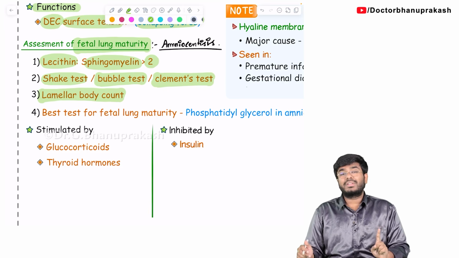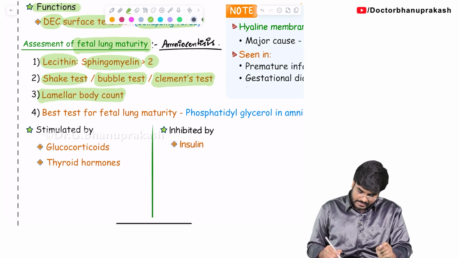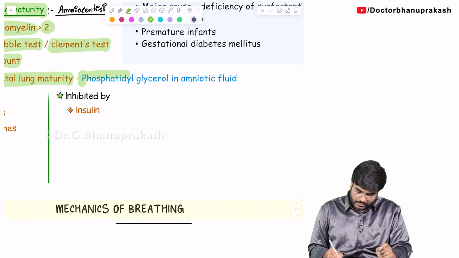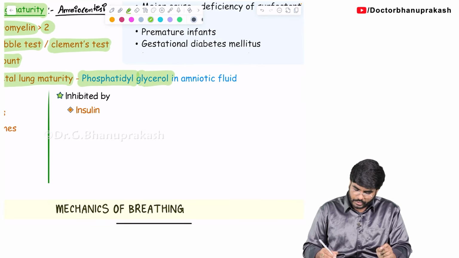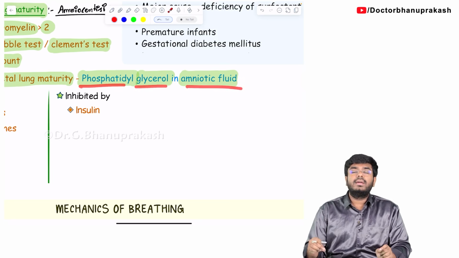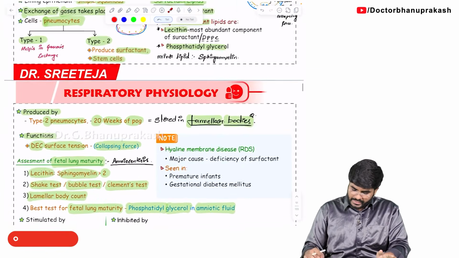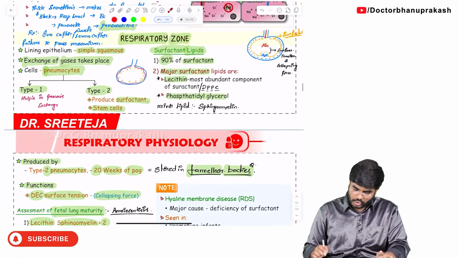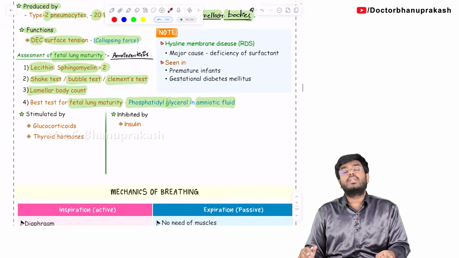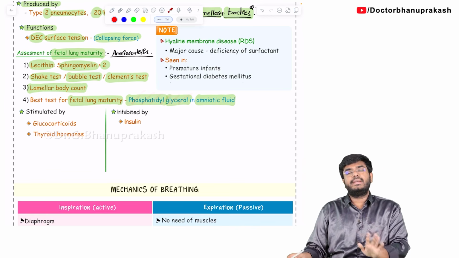But the gold standard test for fetal lung maturity assessment is to check for the presence of phosphatidylglycerol in the amniotic fluid. Once you see phosphatidylglycerol in the amniotic fluid, it means the fetal lungs are mature. Surfactant production has happened in the fetal lungs. What exactly is phosphatidylglycerol? Don't forget, phosphatidylglycerol is one of the major lipids, and it's only present in the amniotic fluid. It's not going to show up in any other places. So once you see phosphatidylglycerol in the amniotic fluid, it indicates fetal lungs matured.